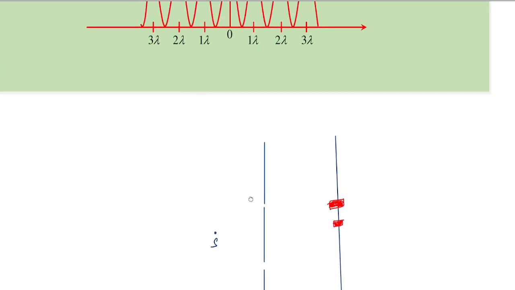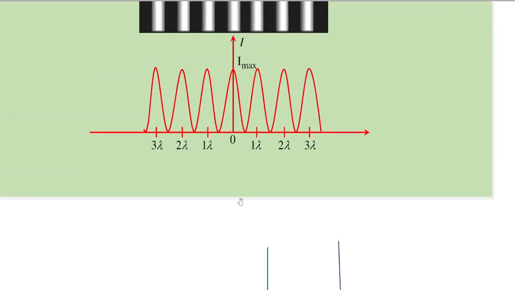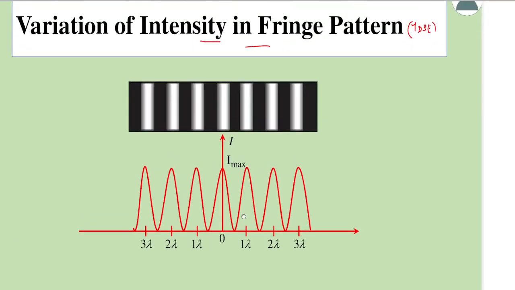Then what was seen is that the center of the screen would be a bright band, then a dark band, and then a bright band. So you get alternate dark and bright bands. But the diagram drawn here is not exactly showing what the pattern would be. In Young's experiment, we don't get a bright band which is fully bright and a dark band which is fully dark.